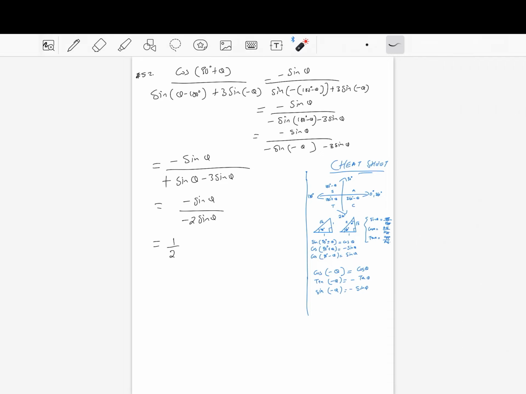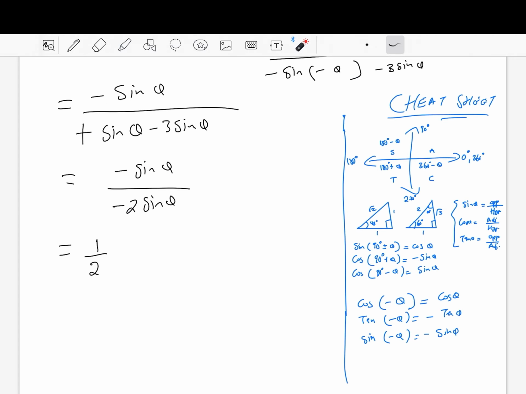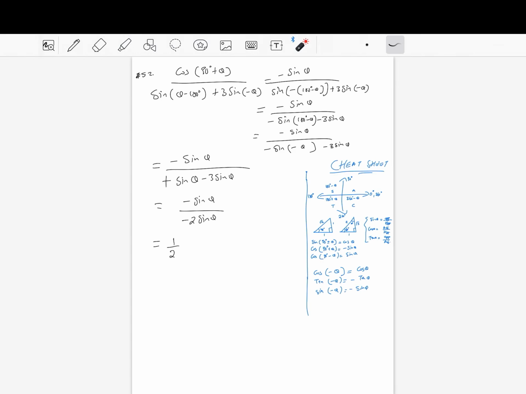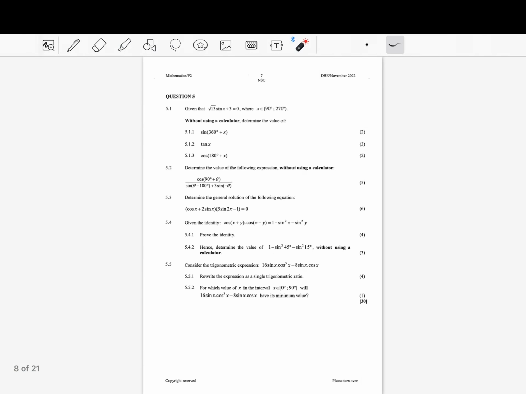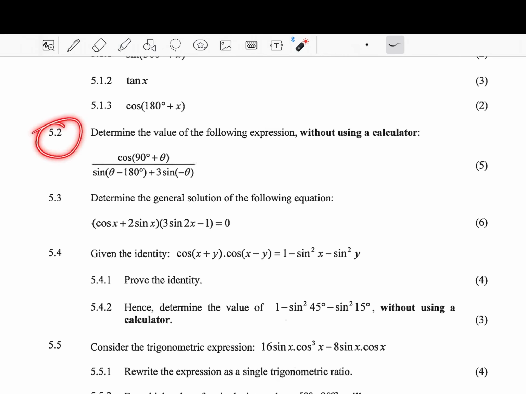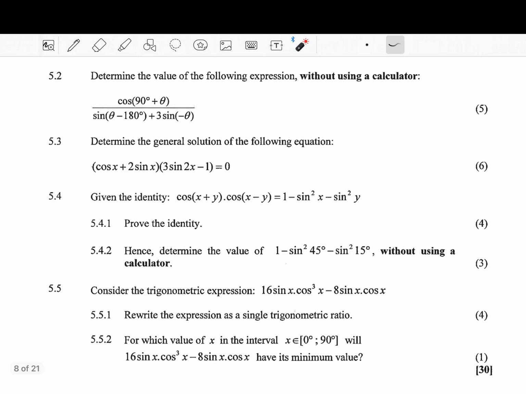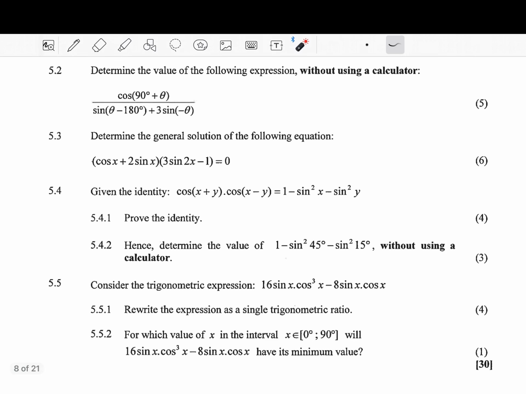I love it. But again, I'm emphasizing the point. The point is the cheat sheet. If you understand this cheat sheet, you're good to go. Alright, so let's go to 5.3. If you didn't understand what I was doing in 5.2, feel free to ask me any questions. I'm happy to answer. This is really good, 5 marks, so it's easy to get these 5 marks. You just have to understand the cheat sheet that I just shared with you. So 5.3, determine the general solution of the following equation.